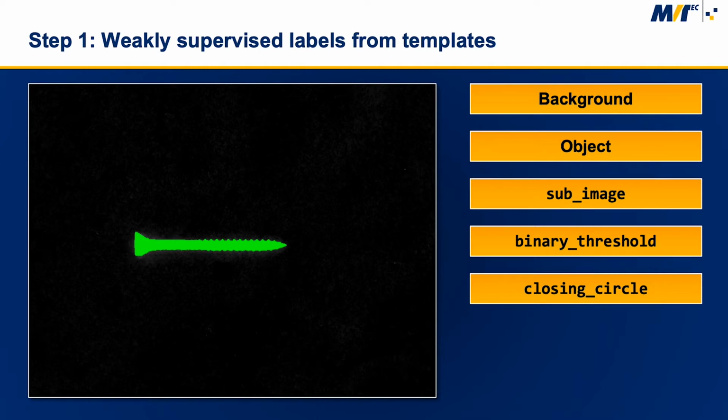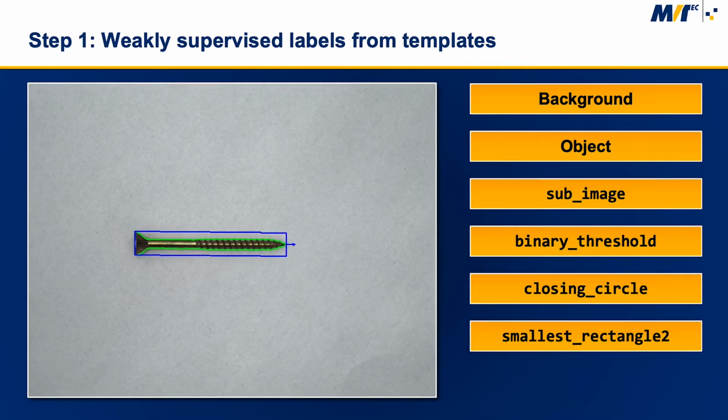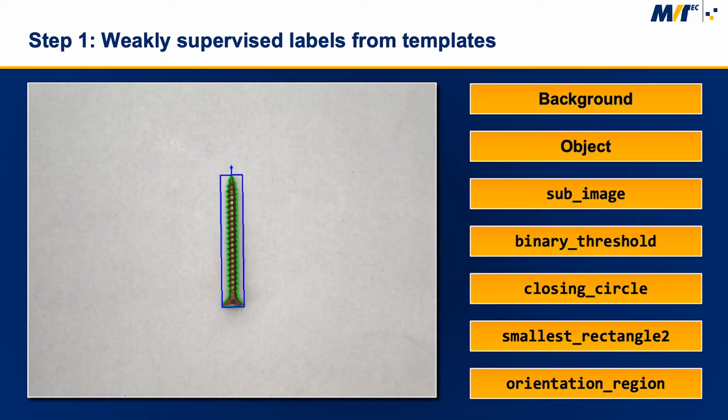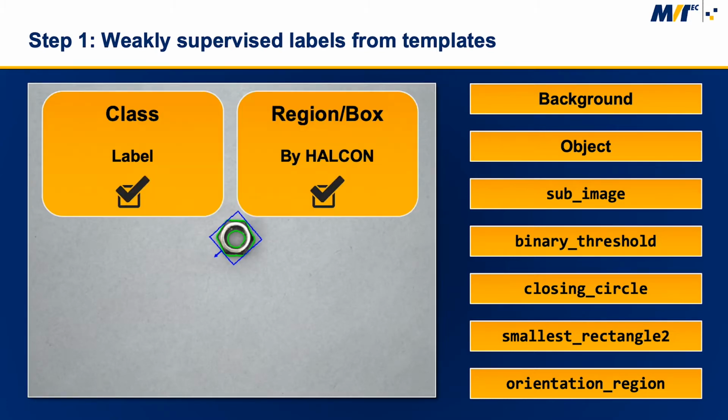And now that we have this region, we can continue to infer the bounding box and also the orientation of the object. This can be done not only for one object, but for all the types of screws and nuts that we have in our dataset. By this, we have obtained a so-called weakly supervised setting, because we only had to annotate the class, and that was really easy because we know which type of object we have put on the background. And the box has been inferred by HALCON automatically, more or less.